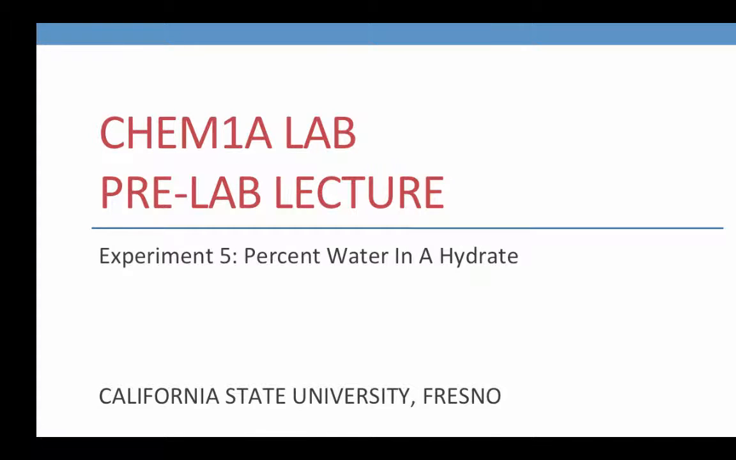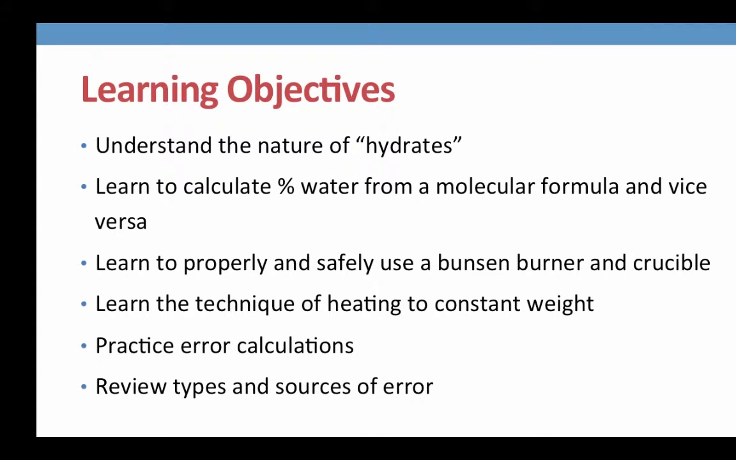Welcome to the Chem 1A pre-lab lecture for Experiment 5, Percent Water in a Hydrate. The objective today is to understand the nature of hydrates and to learn how to name them and write their molecular formulae. We will also learn how to calculate the percent water from a molecular formula of a hydrate, and also to determine the molecular formula of a hydrate based on its percent water content.